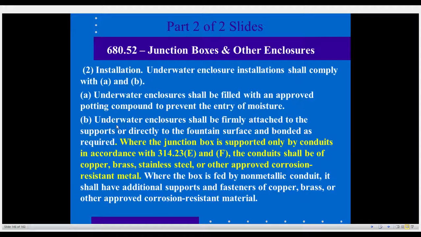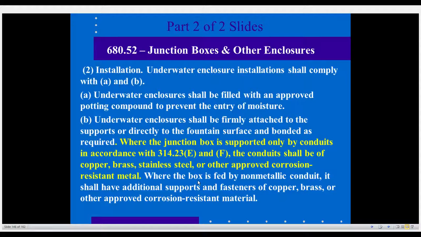And B says underwater enclosures shall be firmly attached to the supports or directly to the fountain surface and bonded as required. Now, where the junction box is supported only by conduits in accordance with 314.23 E and F, which is talking about a conduit-only supporting system, the conduit shall be of copper, brass, stainless steel, or other approved corrosion-resistant metal, okay, for those independently supported junction boxes, maybe by those raceways. Okay, and here's your raceway allowances.